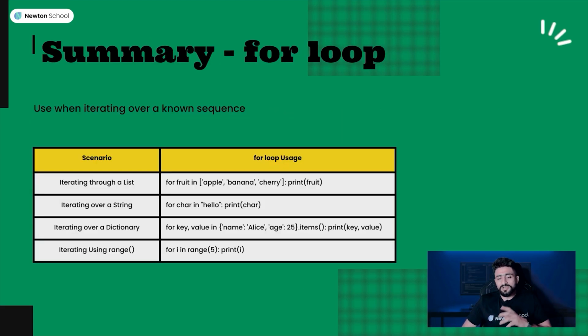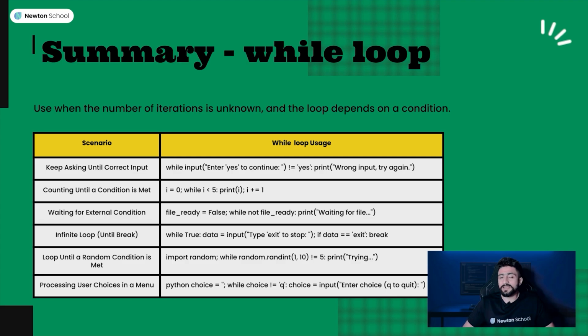So let's see the summary for loops. For the for loop, if you want to iterate through a list, you can do that. This is how the code will look. If you want to iterate over a string, you can do it like this. If you want to iterate over a dictionary, you can do it like this. And if you want to iterate over a range, you can do it like this. I recommend practicing this piece of code. Similarly, here are the examples for the while loop as well, which you can use for different types of inputs.